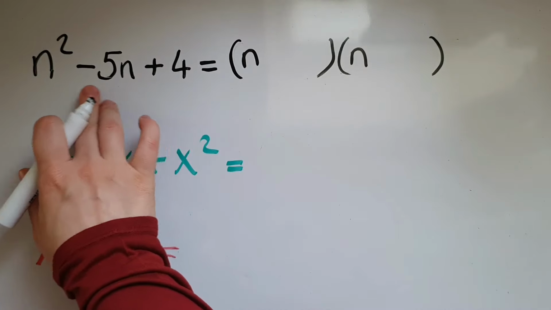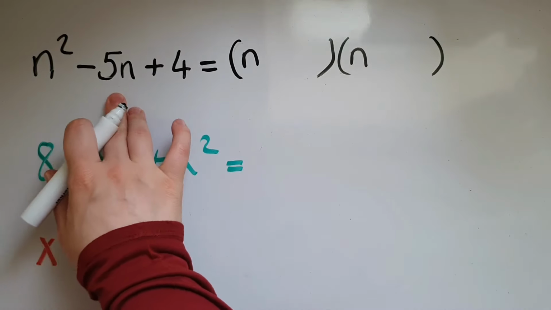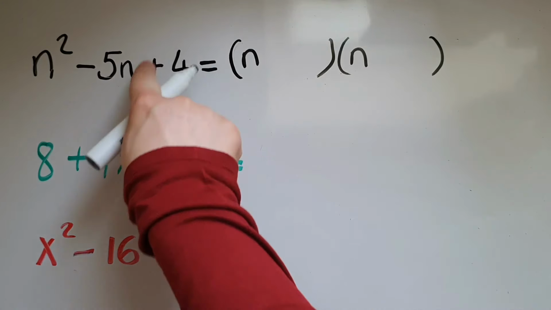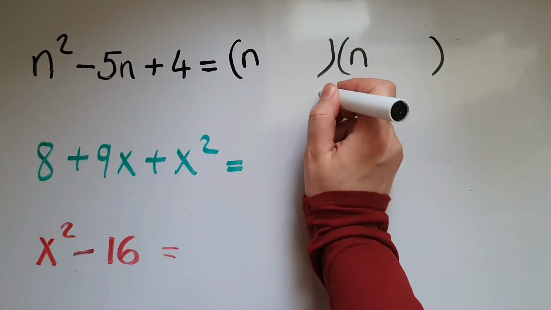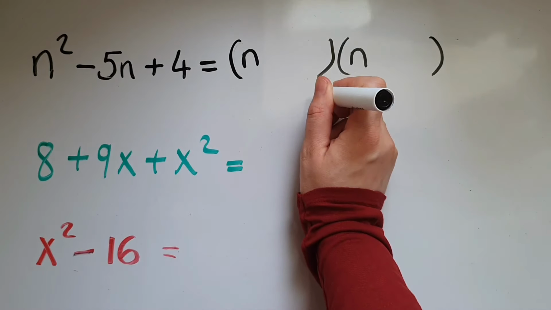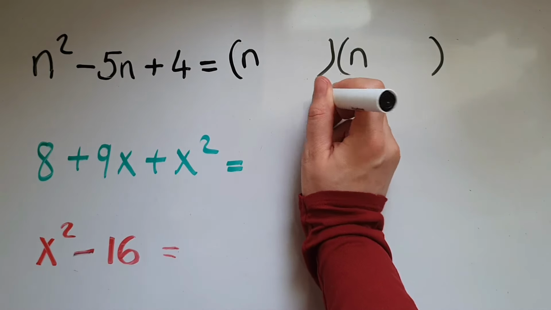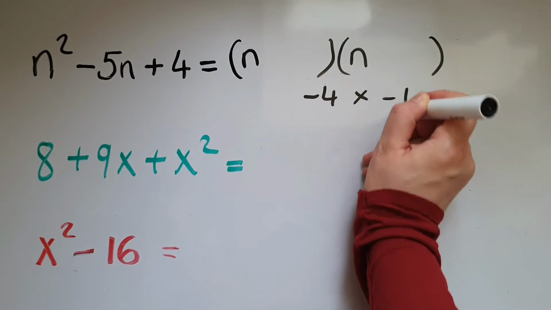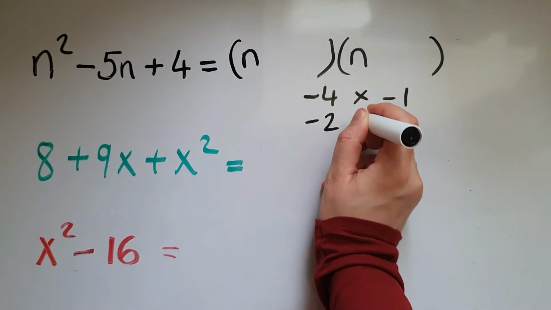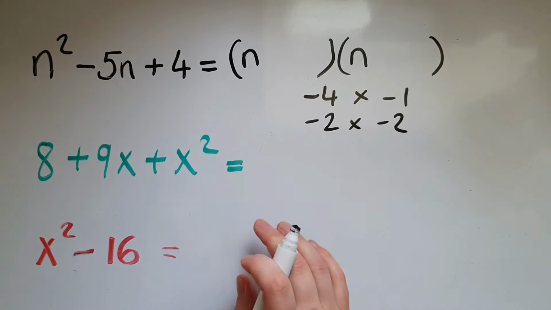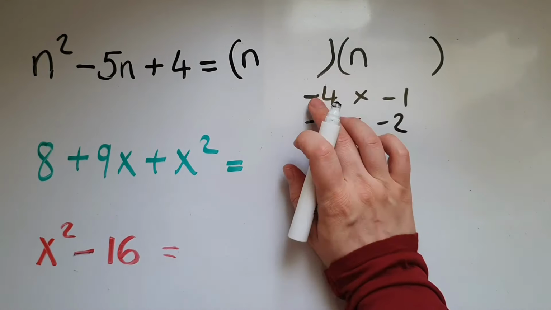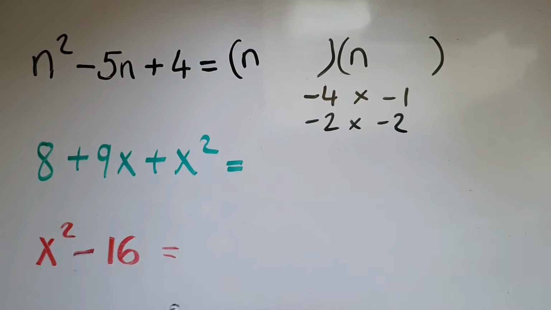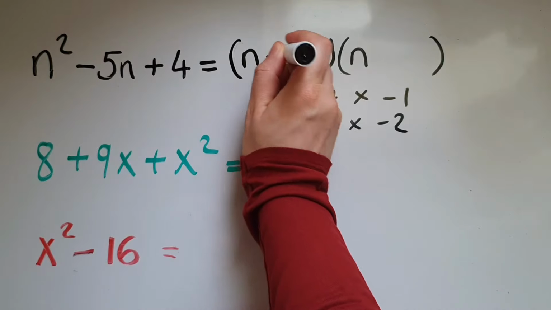So as they're going to add up to a negative number, that suggests that they're both negative, because when you multiply them, they give us a positive as well. So which numbers do we multiply to give us 4? Could be negative 4 times negative 1, could be negative 2 times negative 2. Looking at these two, negative 4 add negative 1 gives us negative 5. So that's the pair of numbers we are after.